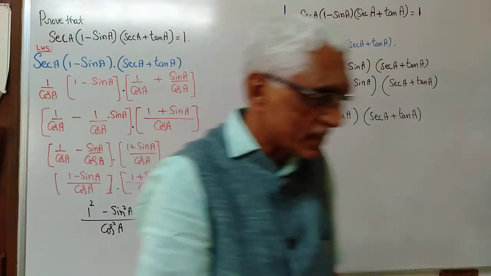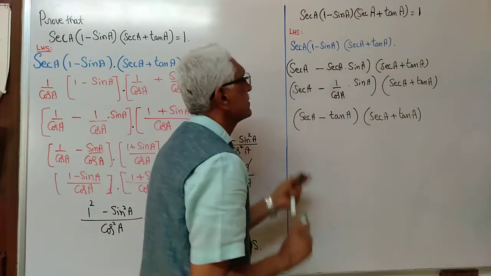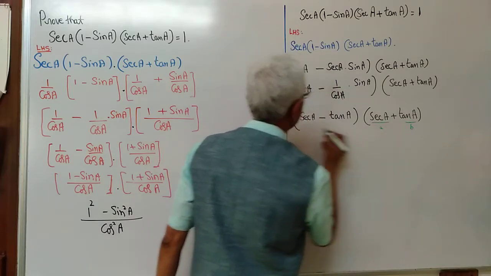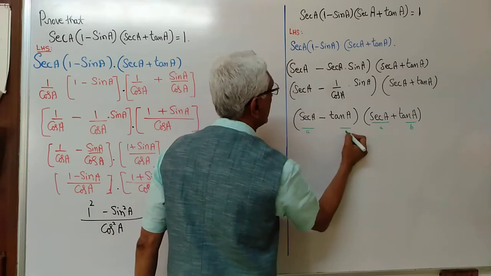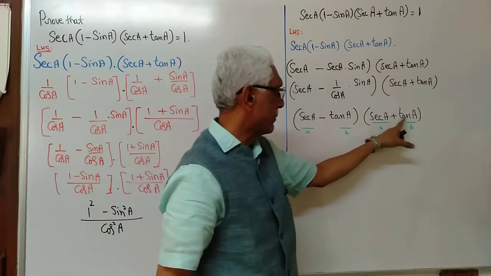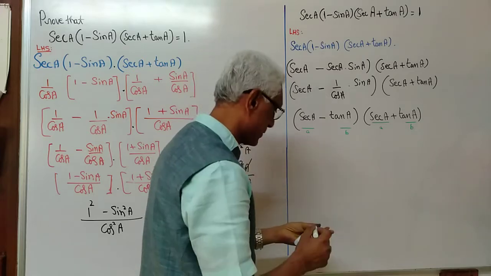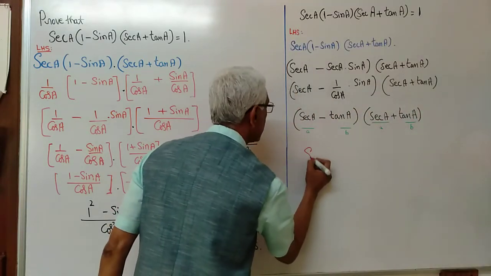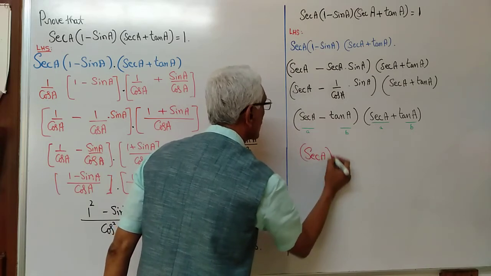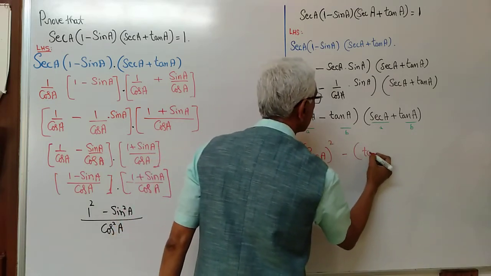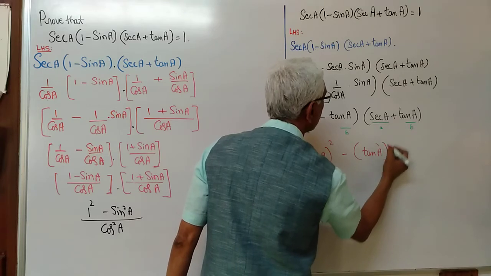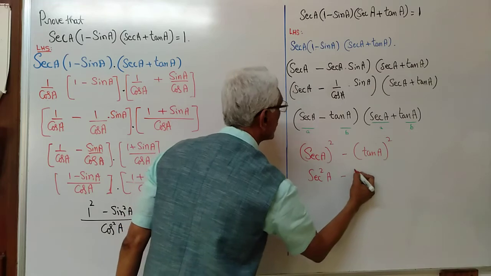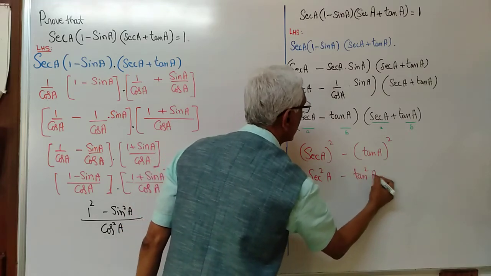Again, my dear children, please open your eyes and observe. You can treat secant A as A, tan A as B. You have A plus B, you have A minus B. What is A plus B into A minus B? It is A square minus B square. Correct? A square minus B square, which is nothing but secant square A minus tan square A.